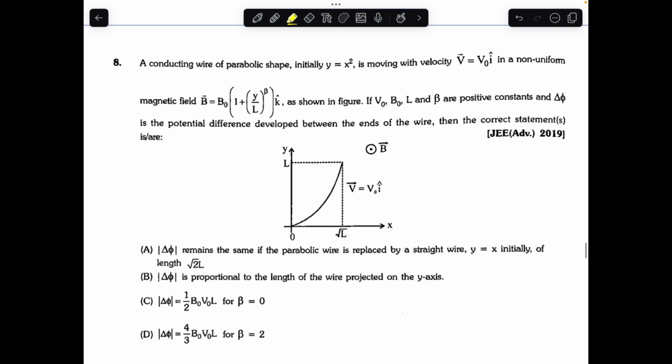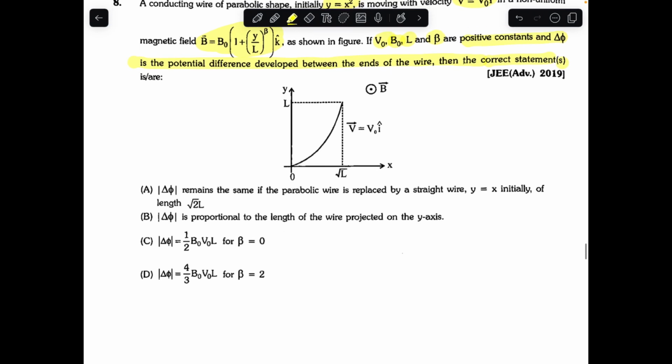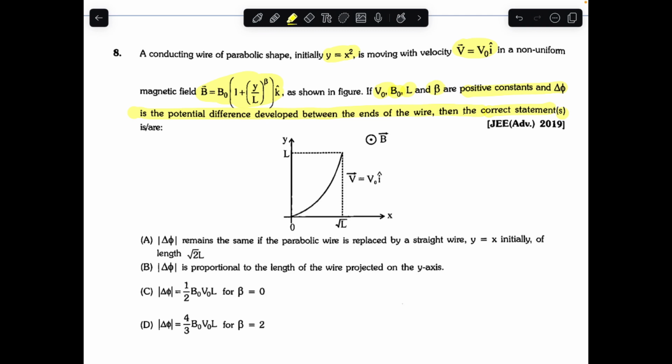Okay, we have to finish quickly. Let us solve question number 8. The conducting wire of parabolic shape y equals x square is moving with v equal to v naught i cap in a non-uniform magnetic field B equal to B naught something. They have given V naught, B naught, L and beta as positive constants, and delta phi is the potential developed across the ends of the wire. Find the correct statement. Okay. So whenever this kind of thing is given, B is given out of the plane and V is V naught i cap. What you have to do is take the projected length.